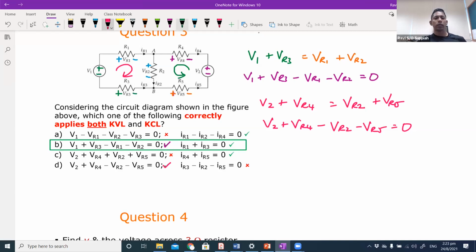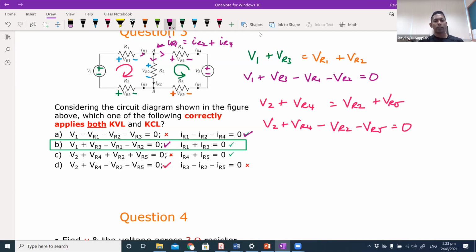For KCL, we just look at the direction of the arrows already given to us. Here you can see that this is IR1, this is IR2, and this is IR4. If I look at this node over here, node A, I can say that IR1 equals IR2 plus IR4, which is this one, correct? If I move everything to the left hand side, it is this. So this is correct. KCL, that first expression is correct.